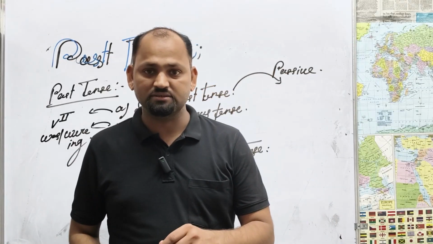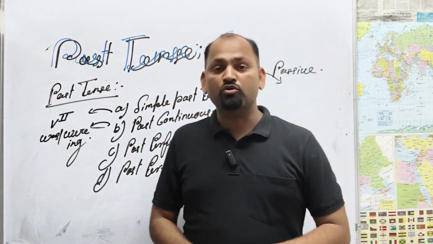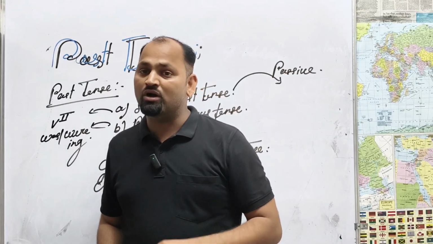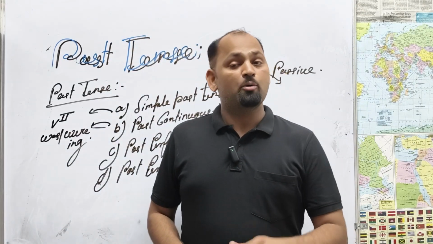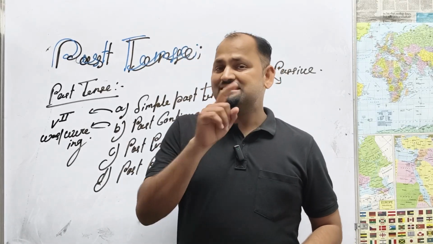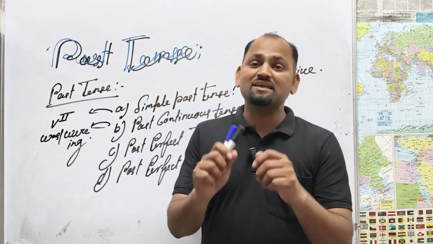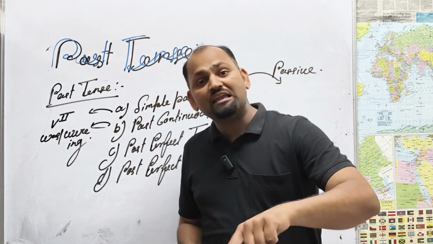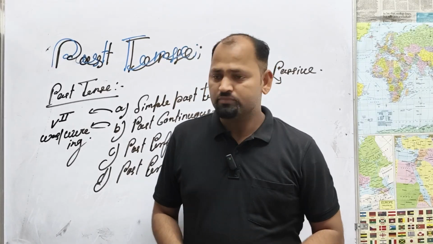This is called the past tense. Under past tense we cannot forget these four categories. Number one is simple past tense, then past continuous tense, past perfect tense, and past perfect continuous tense. Simple past is the most relevant topic. What is the second form of verb? Definitely we use the second form of verb in simple past.